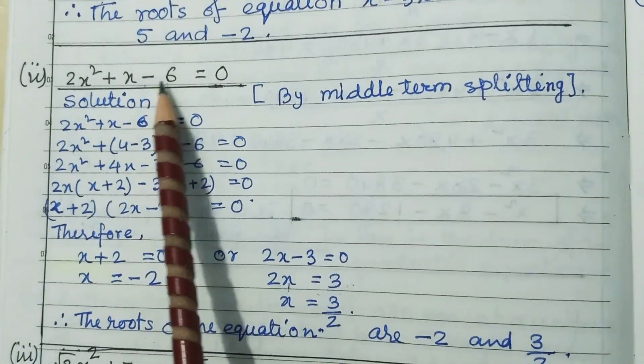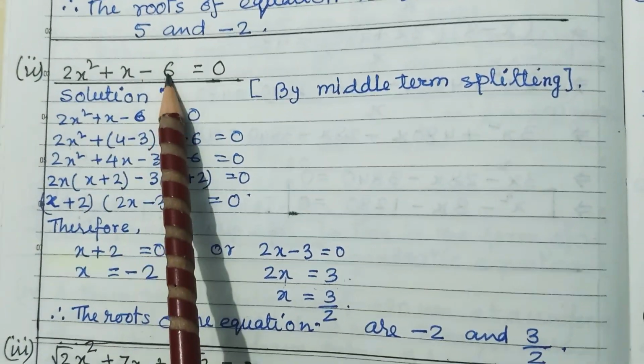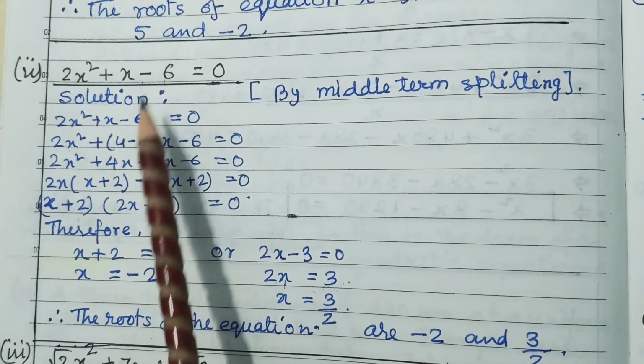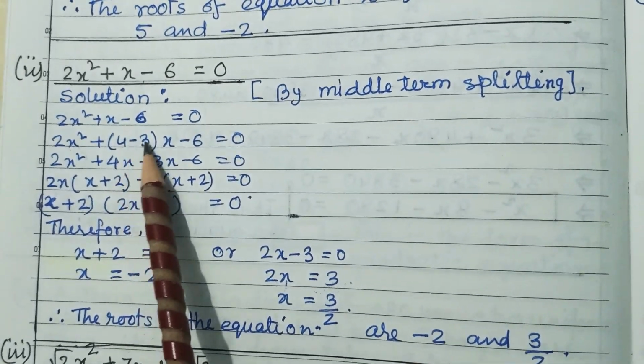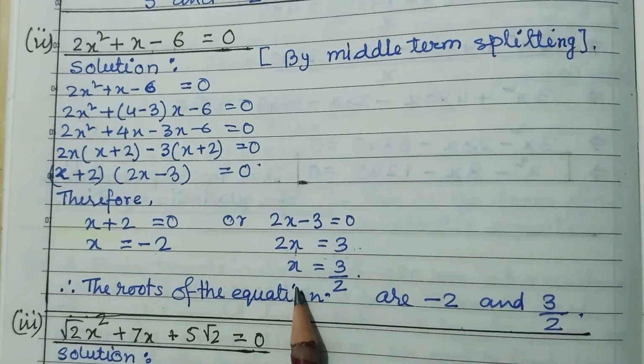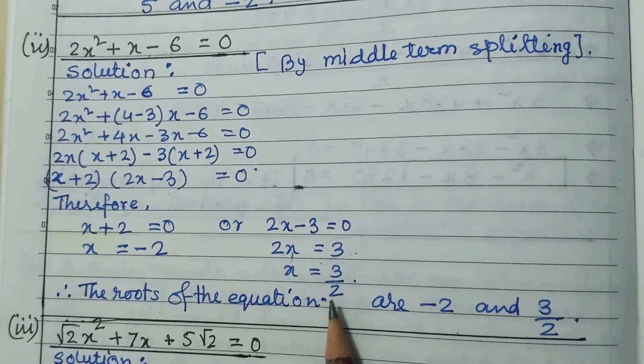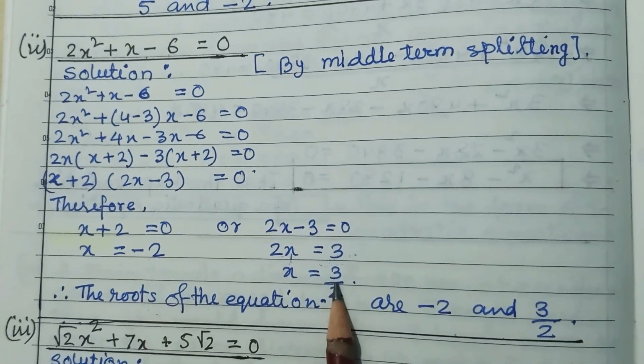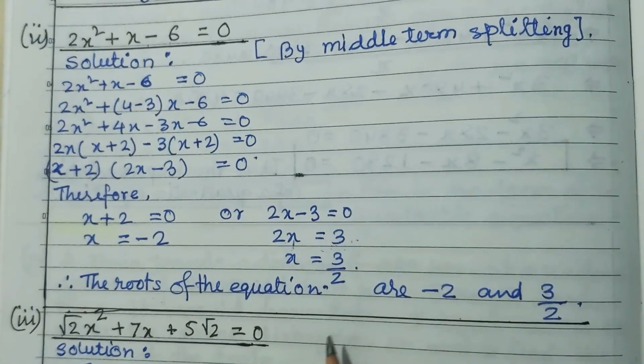Next is 2x square plus x minus 6. Multiply 2 into 6, it is 12. 12: 3 fours are 12, so 4 minus 3. In this way you factorize, and x is equal to minus 2, x is equal to 3 upon 2. So the two roots are minus 2 and 3 upon 2.